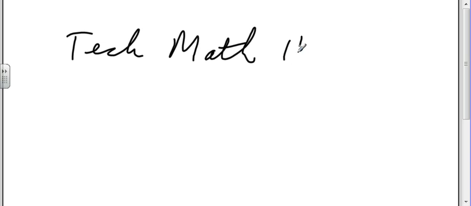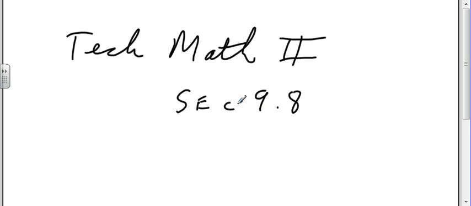This is Tech Math 2, which I managed to spell correctly the first time this time. And we're in section 9.8. And it has to do with using logarithmic equations to solve exponentials. So we have 3 rules, maybe 4. Yeah, we have 4 rules.